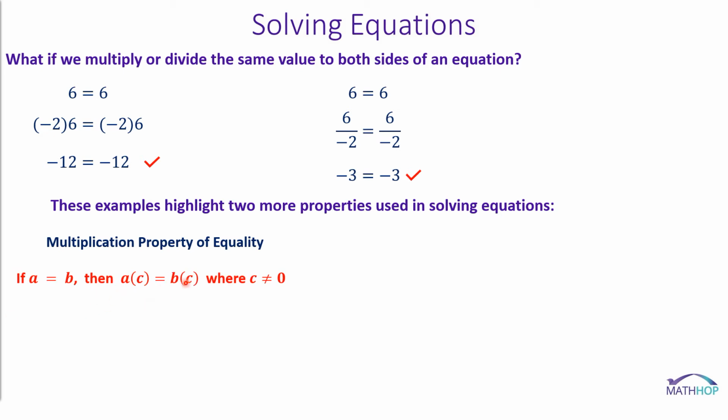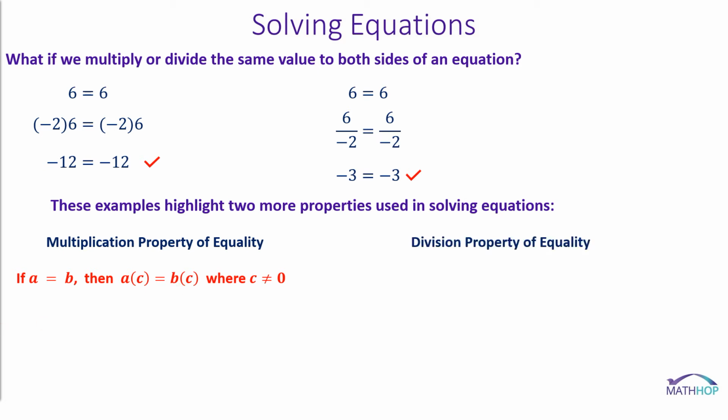But the symbolism in your textbook looks like this and it's not friendly at all. And then they have this little note where C can't equal 0. Well, sure, because anything times 0 is 0. So you'd have 0 equals 0. You'd still technically have a true statement, but you wipe out everything that's there.